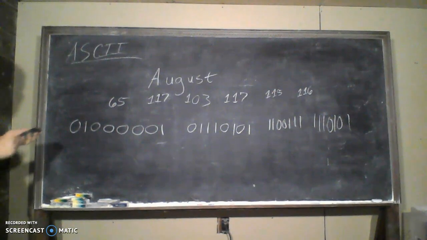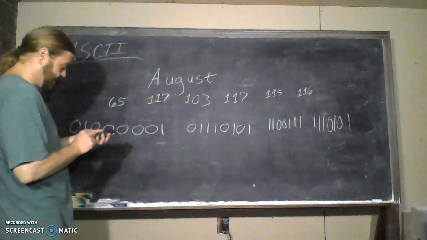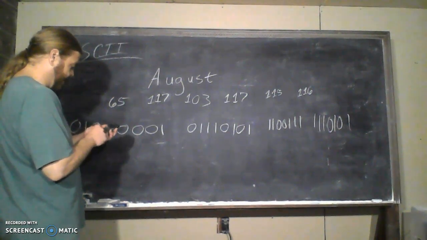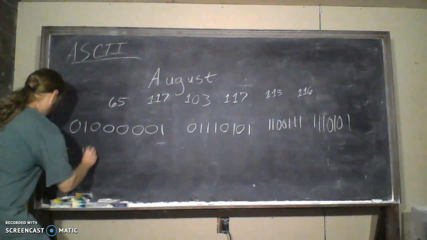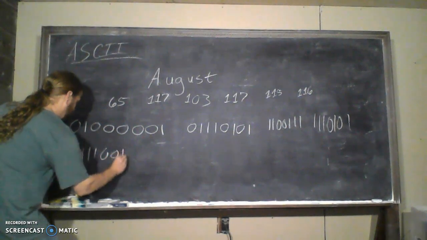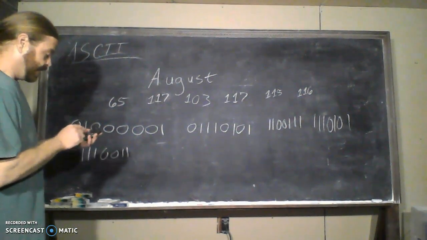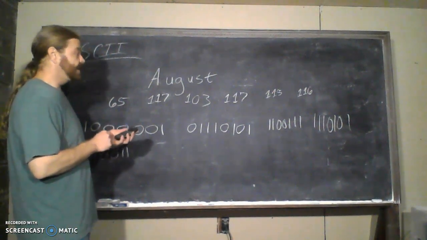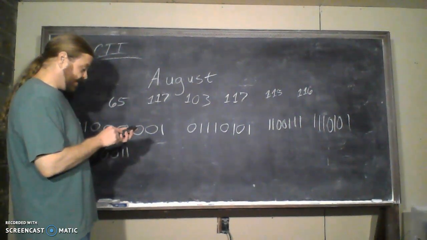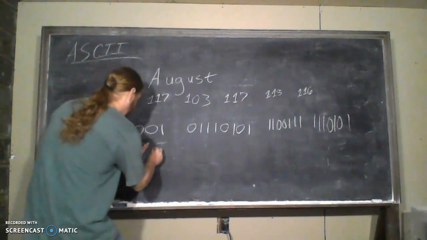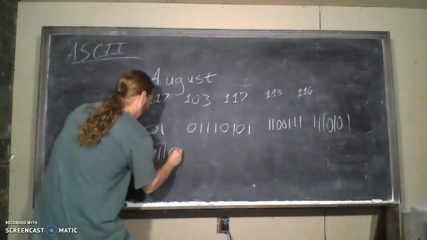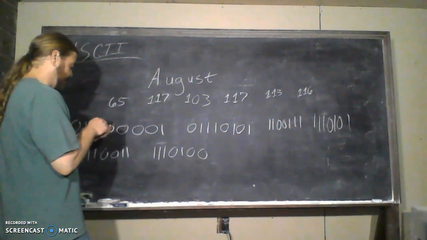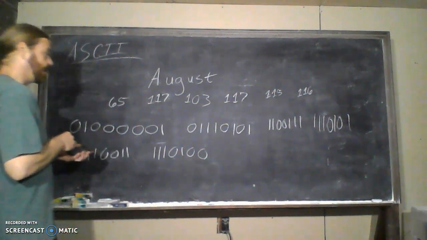So then 115. Switch that back to decimal. 115. Convert to binary. 1110011. And finally here, 116. Shift division gives 1110100. 1, 2, 3, 4, 5, 6, 7.